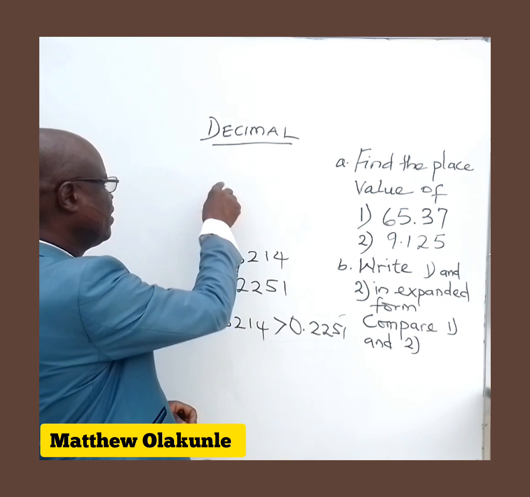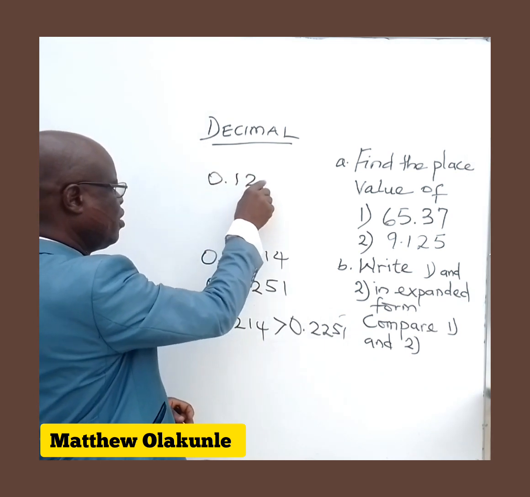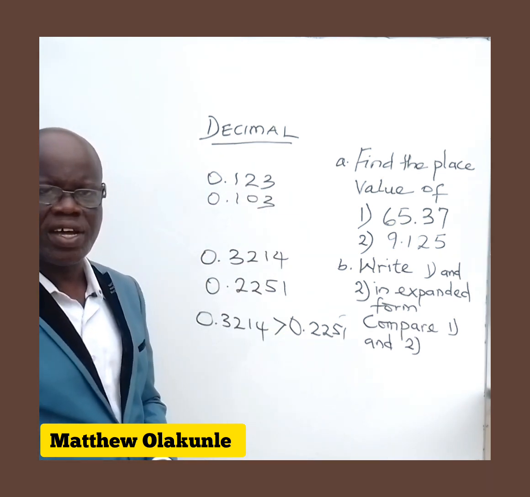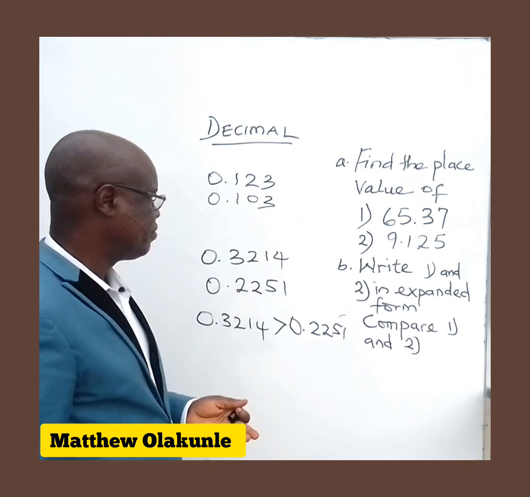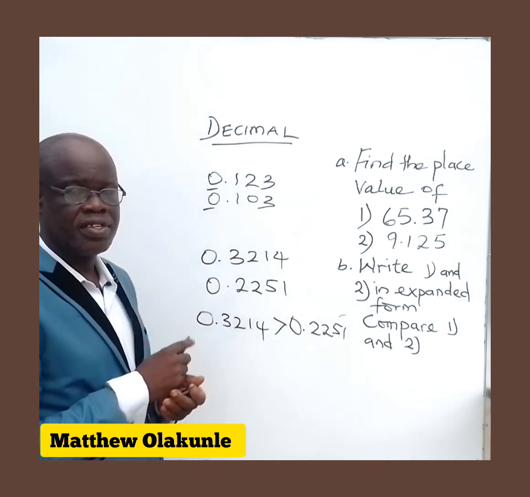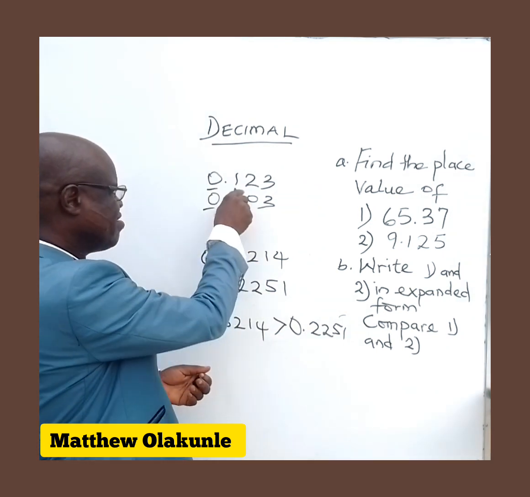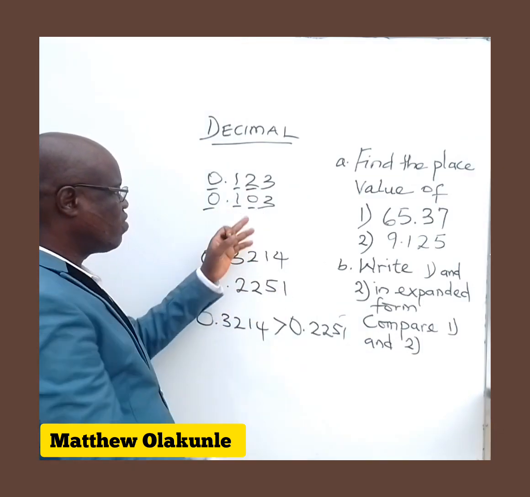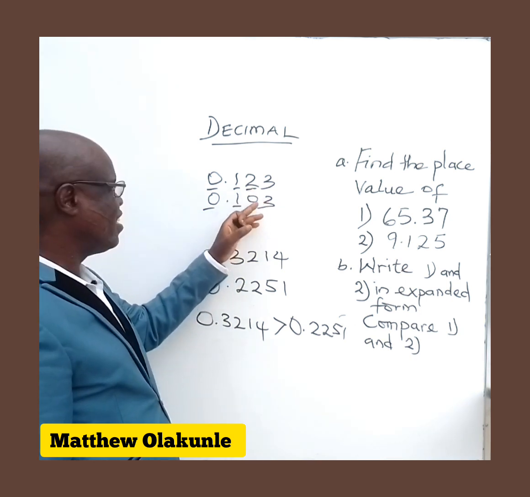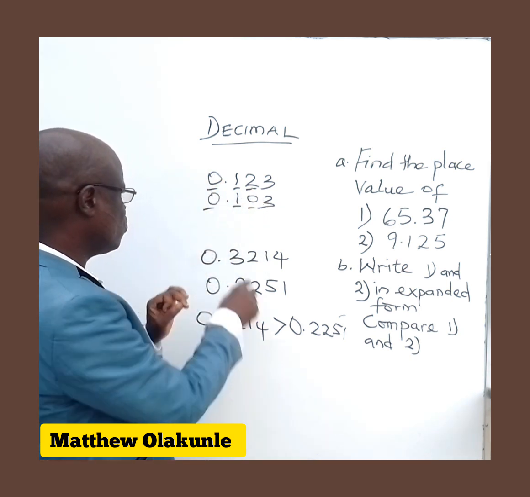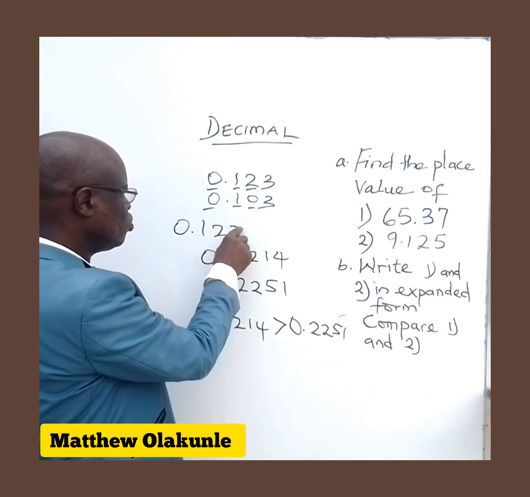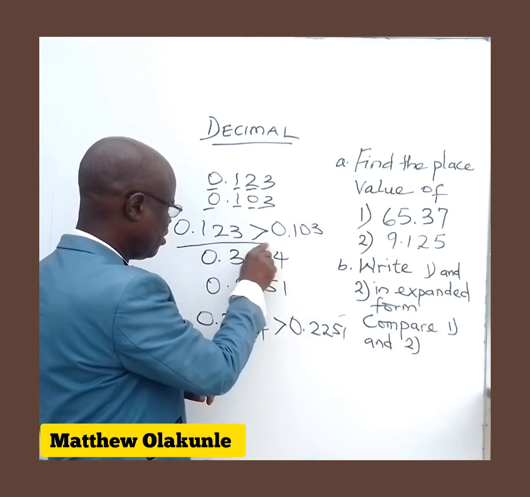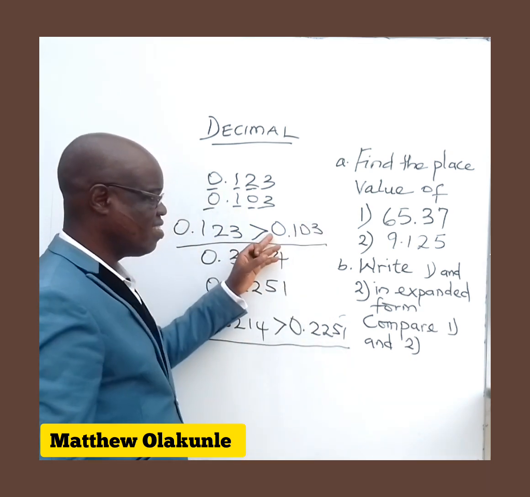Suppose we have this one. How do we know which one is bigger? They have the same whole number. The tenth is the same. Then you look at the hundredth. In the case of the hundredth, this one is bigger than this. Therefore, this one is bigger than this one. So it's right for you to say 0.123 is bigger than 0.103. So this is the answer.